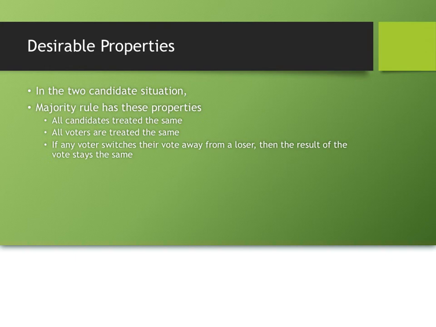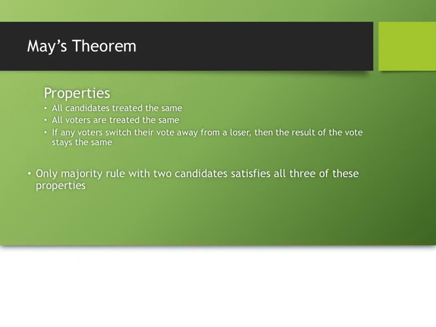Now, these are pretty straightforward properties, right? In almost any situation, you want these three things to happen. You want all candidates to be treated the same, all voters to be treated the same. And if somebody decides not to vote for a losing candidate, there's no change in the outcome. But it turns out that really only majority rule with two candidates satisfies all three of these properties. Okay? And that's a really interesting idea. That's something called May's theorem.